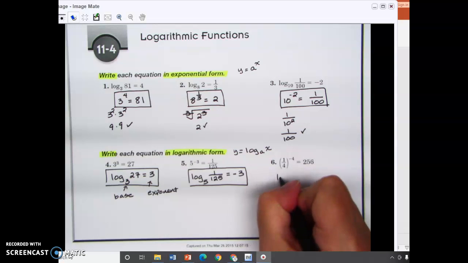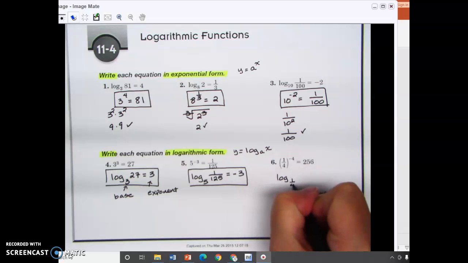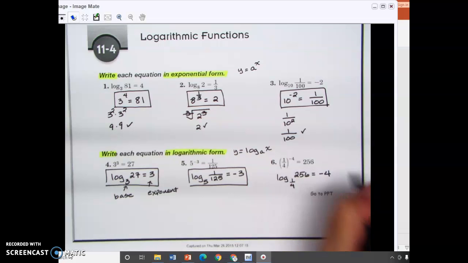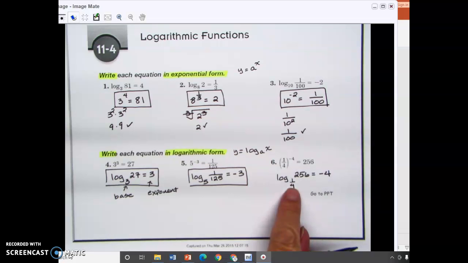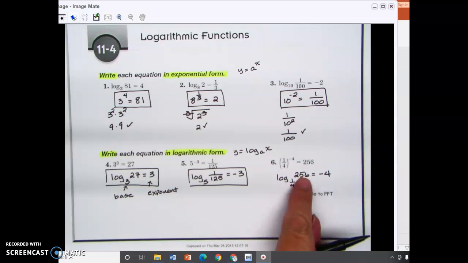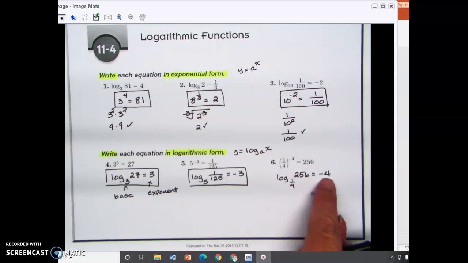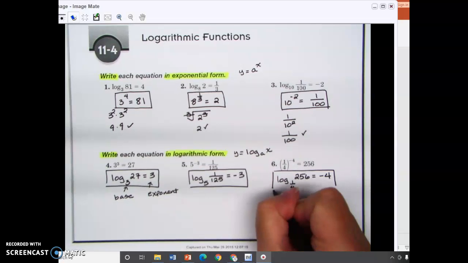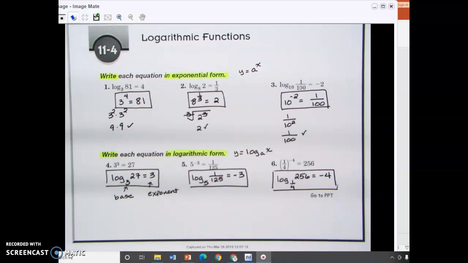And so we should get the log base 1/4 of the number 256 is equal to negative 4. So notice the base has to be positive. What we take the log of has to be positive, but the exponent can be negative. So it's okay for a log to equal a negative number, but the base and the number you're taking the log of cannot be negative.